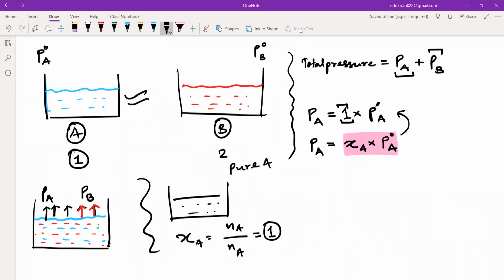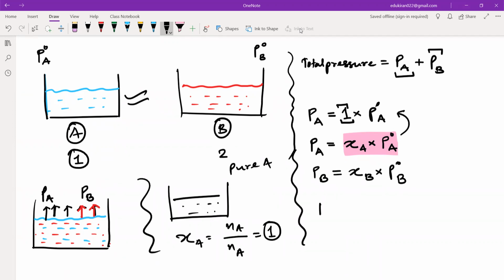Yes, sir. So in the mixture, what will be the pressure in the mixture? PA will be equal to the mole fraction of A multiplied by the pure vapor pressure of A, the P naught A. Is that clear? Yes or no? Similarly, we will have PB, which will be chi B into the pure pressure of B. Is that clear? Everyone, please tell me yes or no? Yes. Okay.